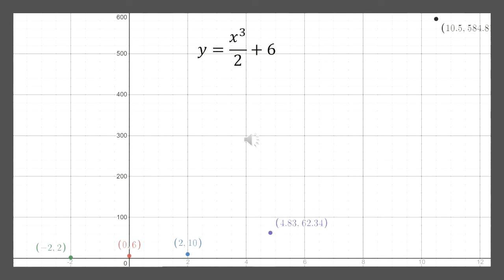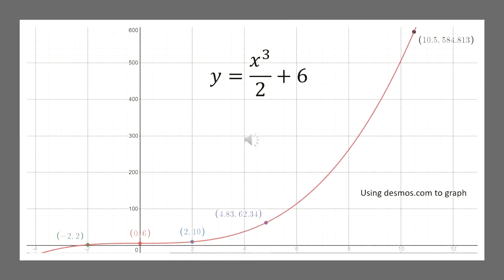Now, in between all these values are other points. So if I pick a number between 2 and 4.83 and I plug it in, I'll get a y. That point will be somewhere in between the point 2, 10 and the point 4.83, 62.34. The more and more points you plot, the more clear the graph is going to become, and then when you connect all of those dots, you will have the full graph. Here we have used the software Desmos, DESMOS.com, to graph this graph, and what it is doing is just what I was talking about.